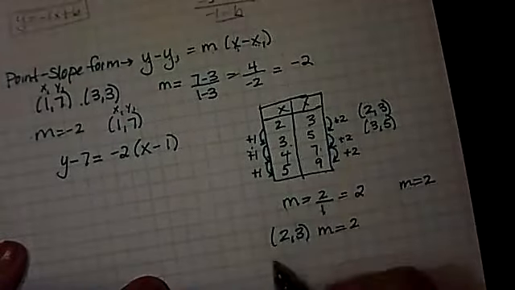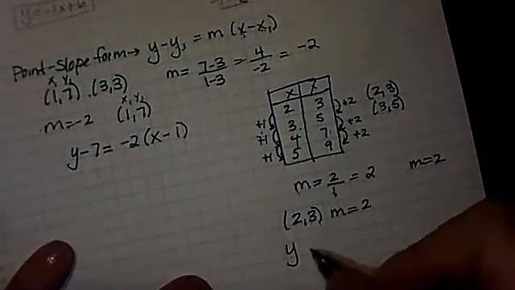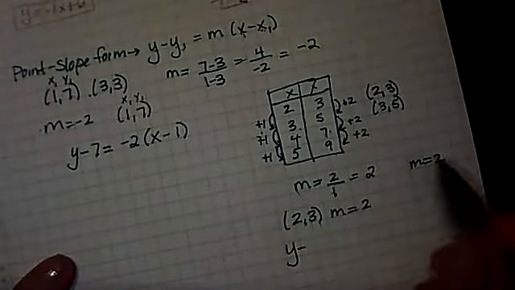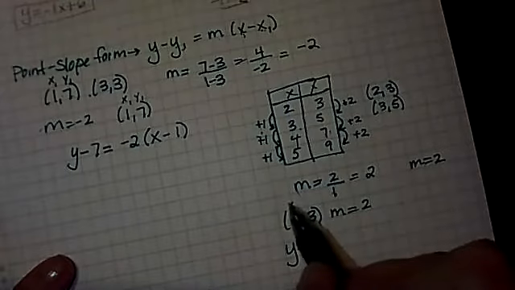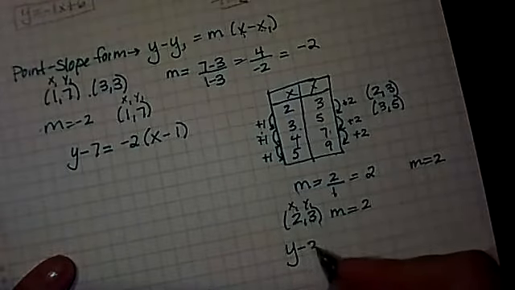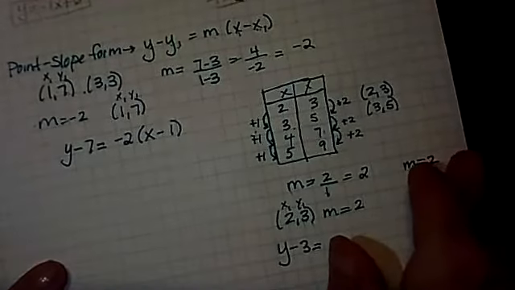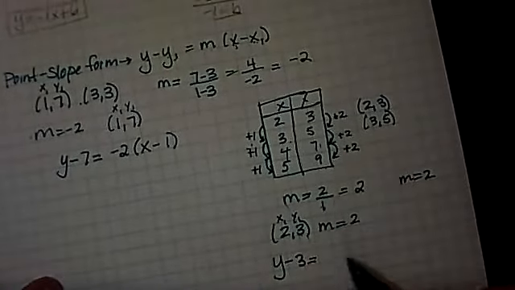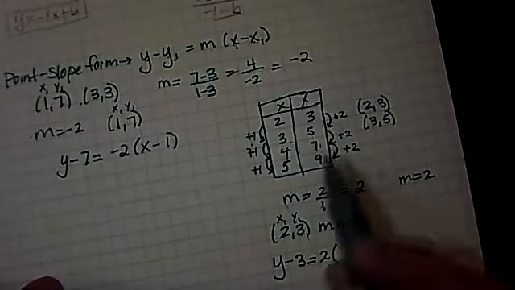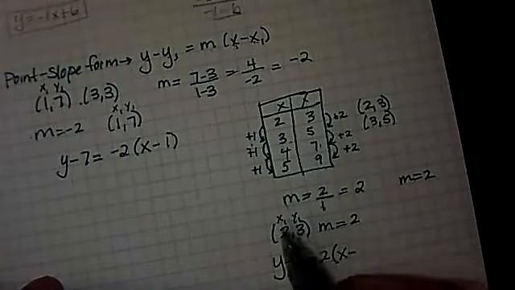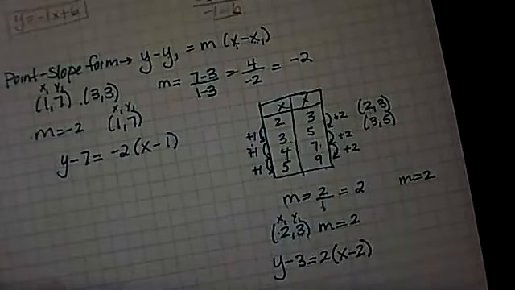So y, you see that? There we go. y minus y1. So here's your y1, here's x1. So y minus 3 equals your slope, which is 2, and then x minus x1, which is 2. And that's point slope form.